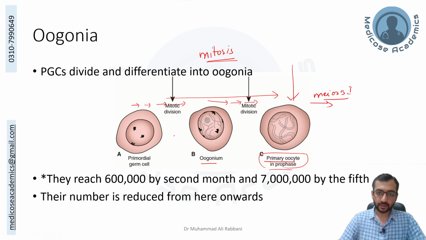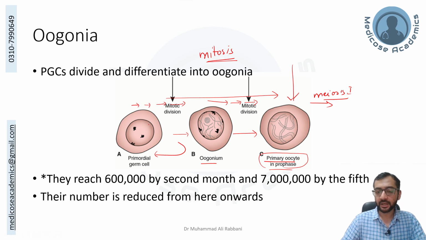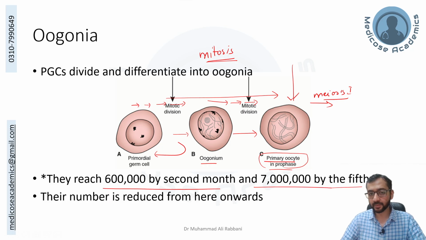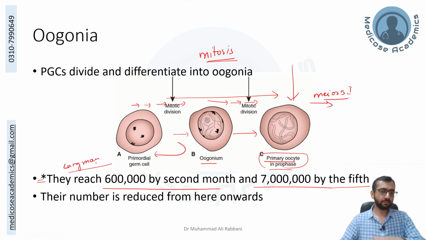During the division process, they divide to form more than one oogonium, and this step replenishes: one stem cell goes back to the stem cell pool, and the rest go to oogonia. So they increase in number. They reach about 600,000 by the second month and 7 million by the fifth month. By the way, these figures are a little controversial. I am quoting the figures from Langman's Embryology, so if you read different books, you will have slightly different figures, but in the ballpark you will have hundreds of thousands and millions for the second and fifth month respectively.